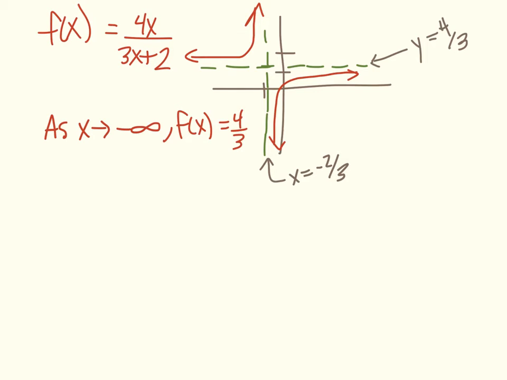If I'm still talking about the left side of the graph, I also have as x approaches negative 2/3 from the left. So I have to put a little minus sign to indicate that I'm talking about the left side. So again, as I approach this up and down line right here, which is negative 2/3, as x approaches negative 2/3, my function shoots up. It goes to positive infinity.